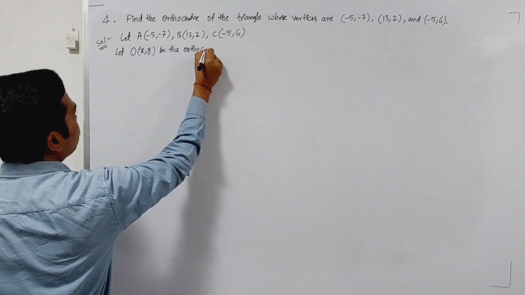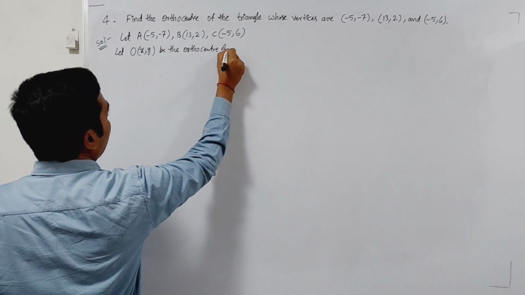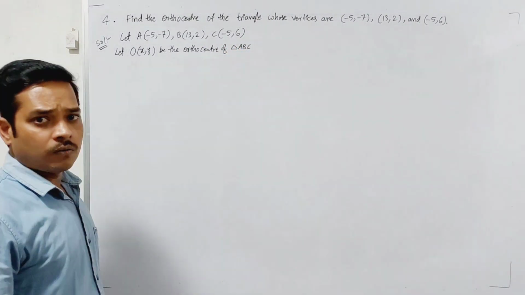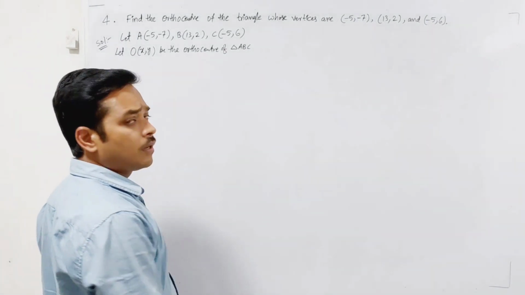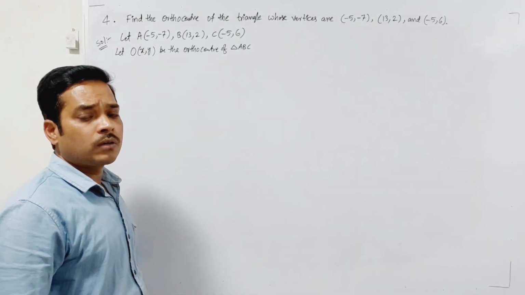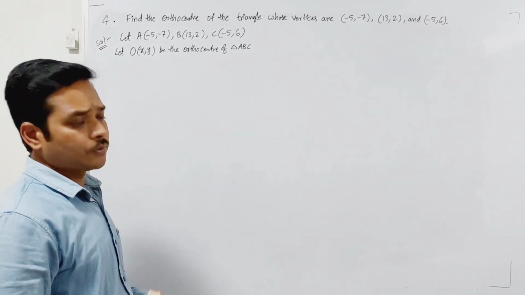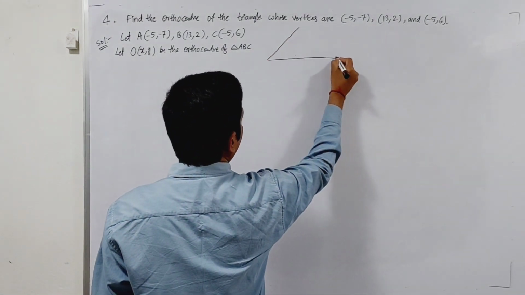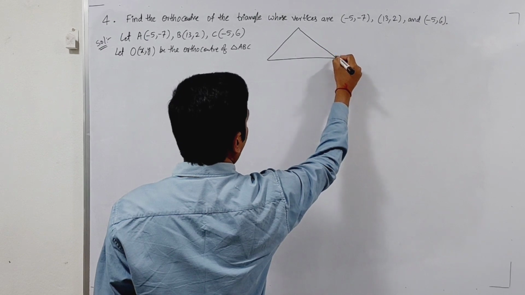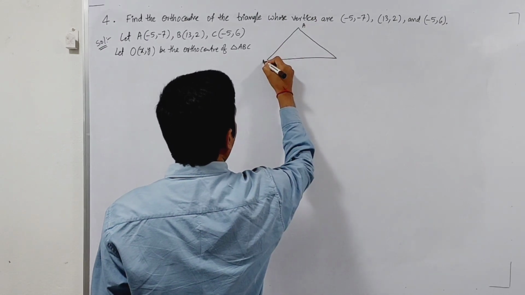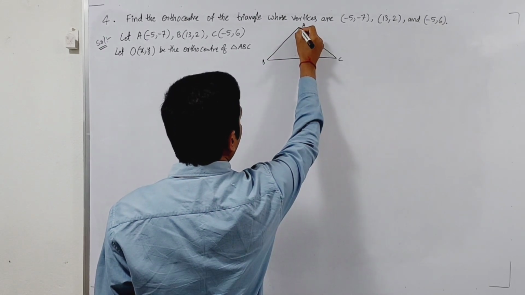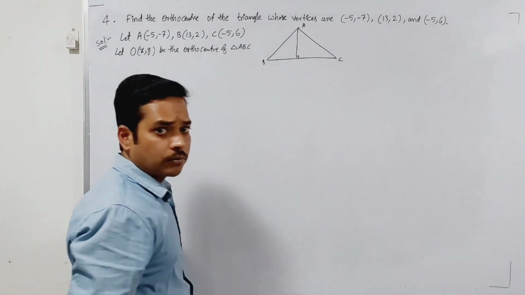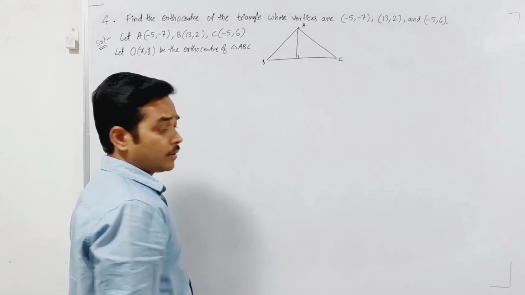orthocenter of triangle ABC. What is the definition of orthocenter? The point of concurrency of altitudes. For example, ABC is a triangle. Draw one perpendicular line from vertex A to the opposite side. That line is called the altitude passing through A.